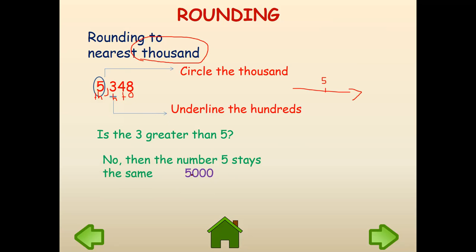Okay? So I'm rounding the thousand digit, even if it stays the same or I add to it one according to the next digit. Okay?